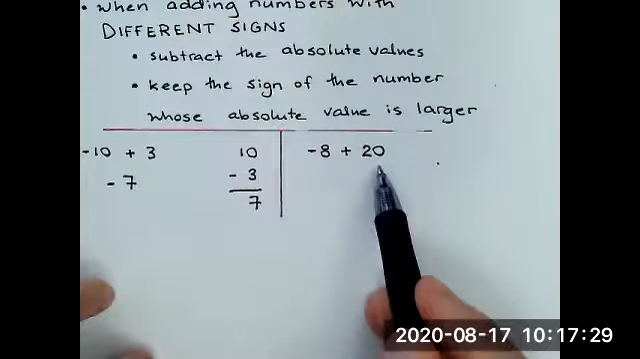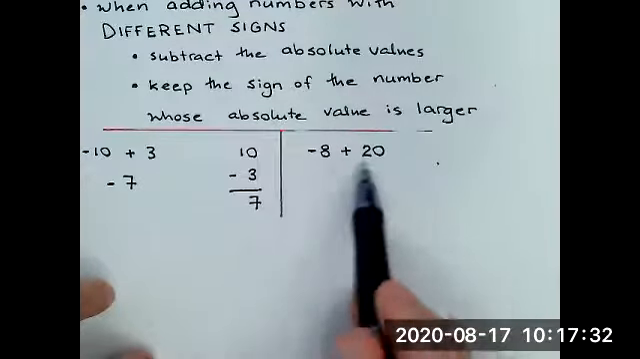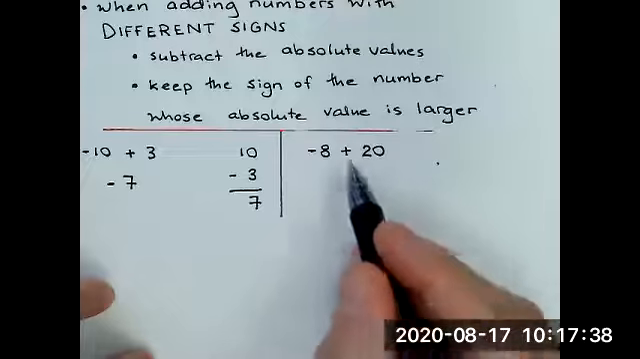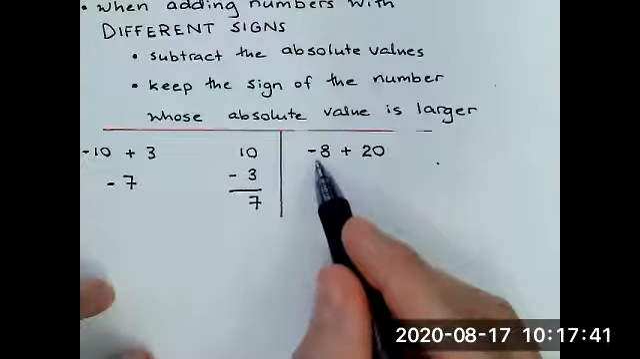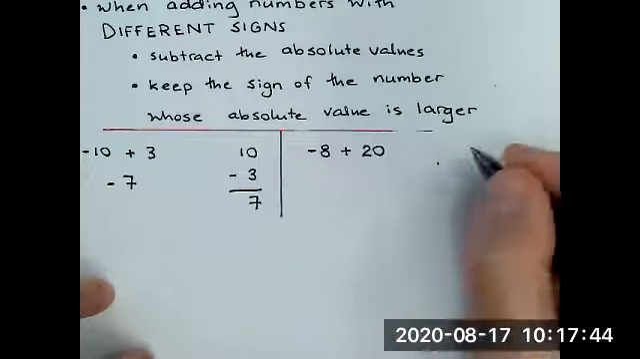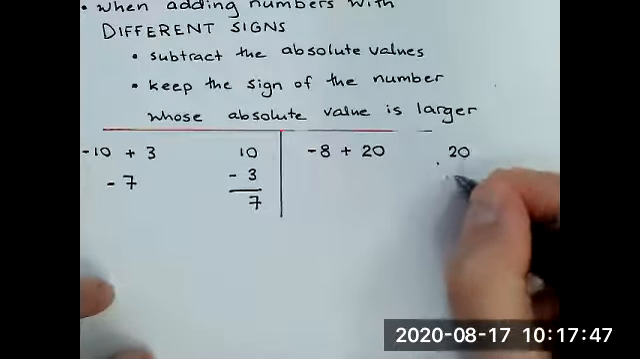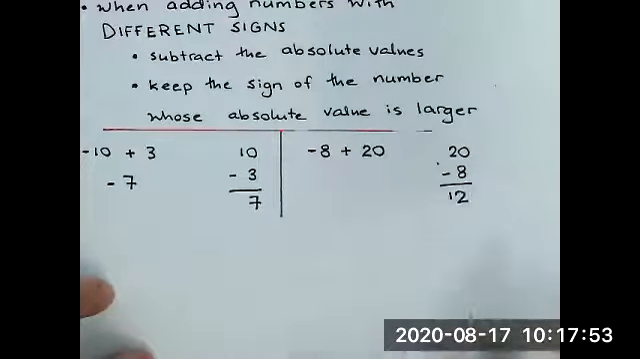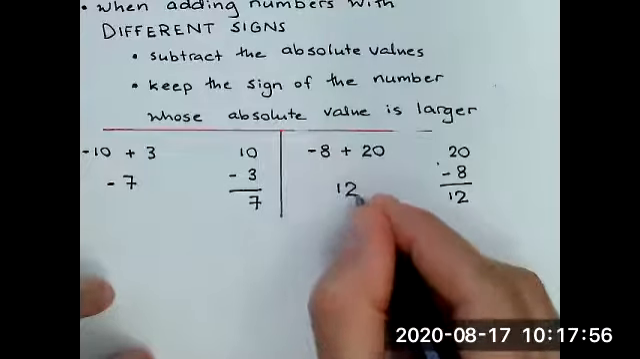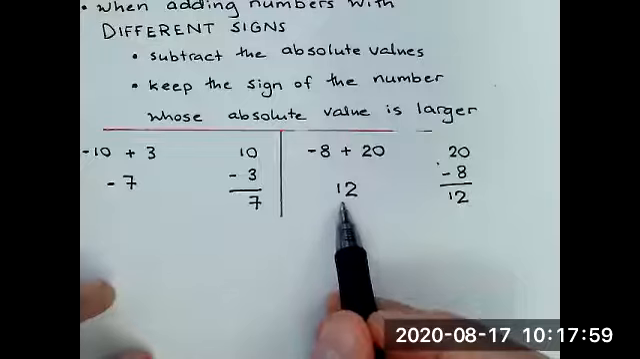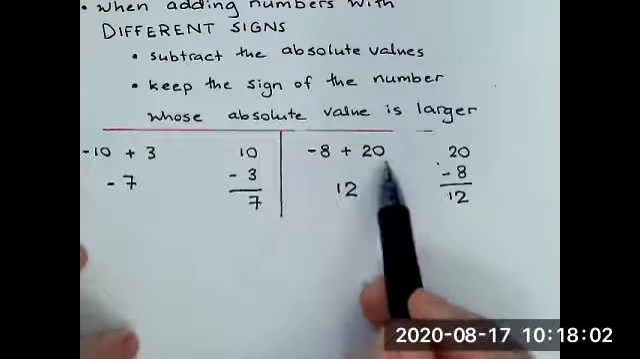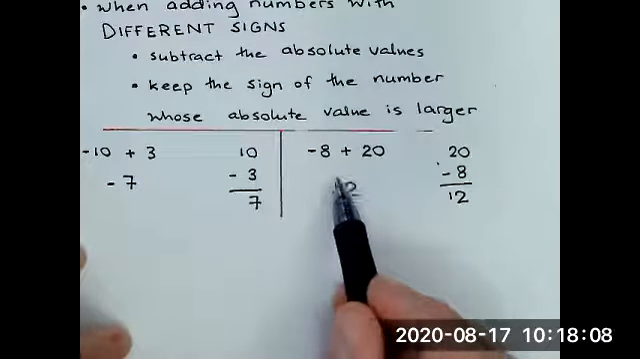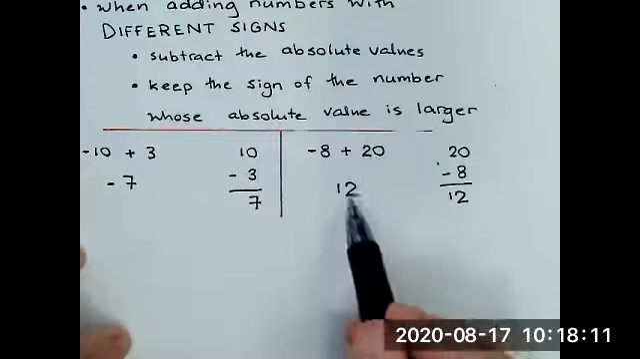So -8 and +20 have different signs. So we're going to subtract the absolute values. Take the smaller away from the larger. Well, the absolute value of -8 is 8. So we'll take 8 out of 20. And then you have to decide the sign of the answer. Well, the absolute value of 20 is larger, so the sign of the answer is positive.